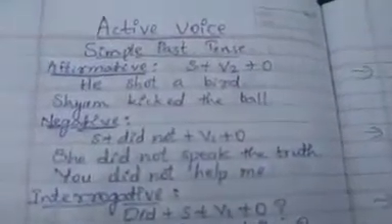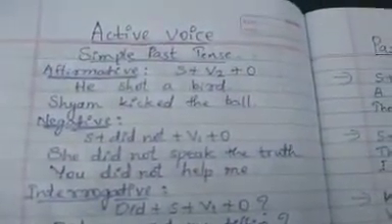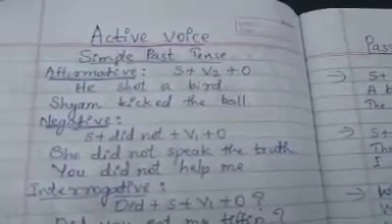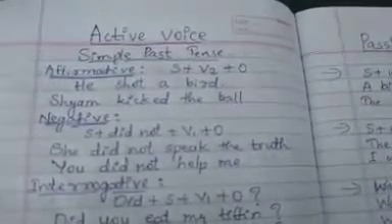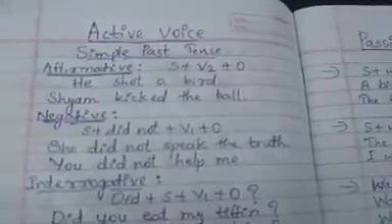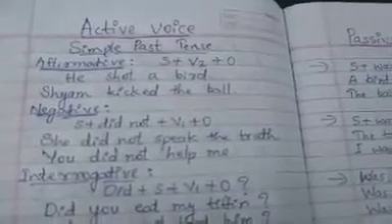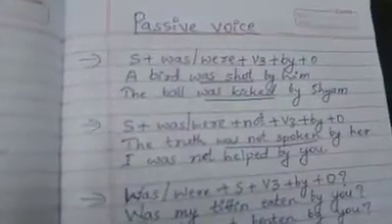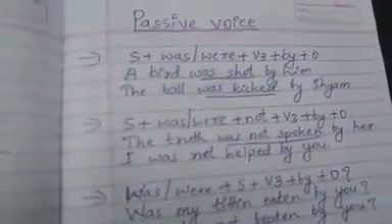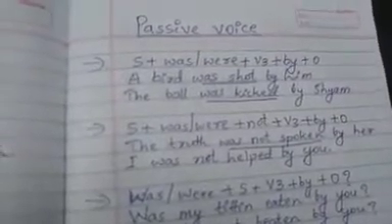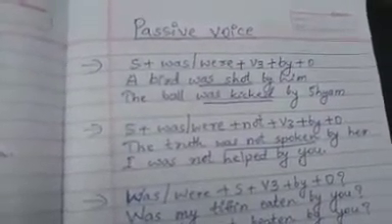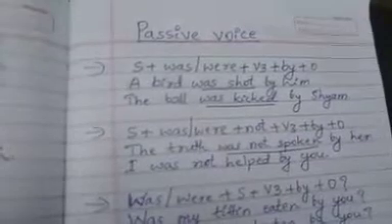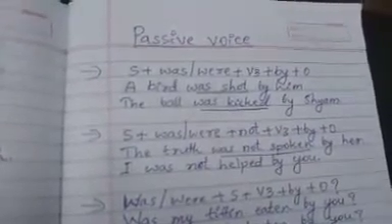First, affirmative sentence. Example: He shot a bird. By looking at the sentence, you can understand that it is simple past tense because subject plus V2 plus object, right? How to change into passive? In the passive sentence, it will become: A bird was shot by him. A bird is the subject, then supporting verb was, then V3 form shot, preposition by plus object him.